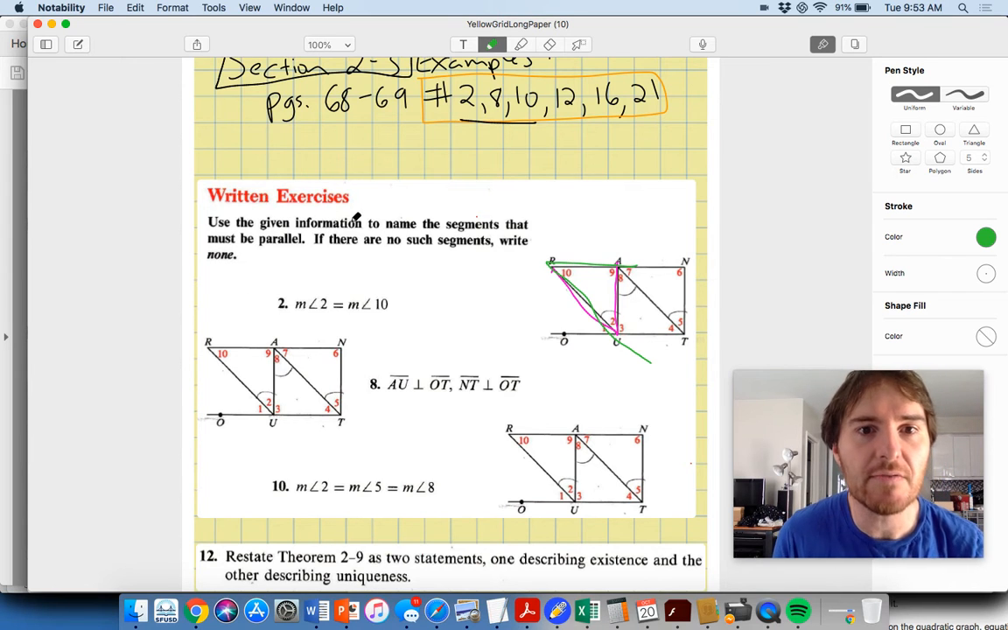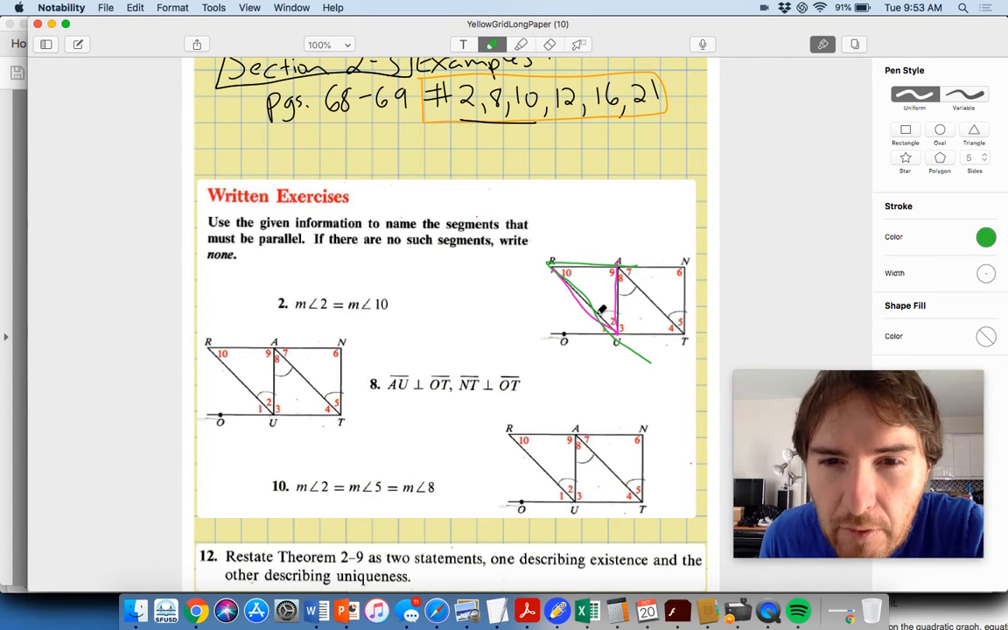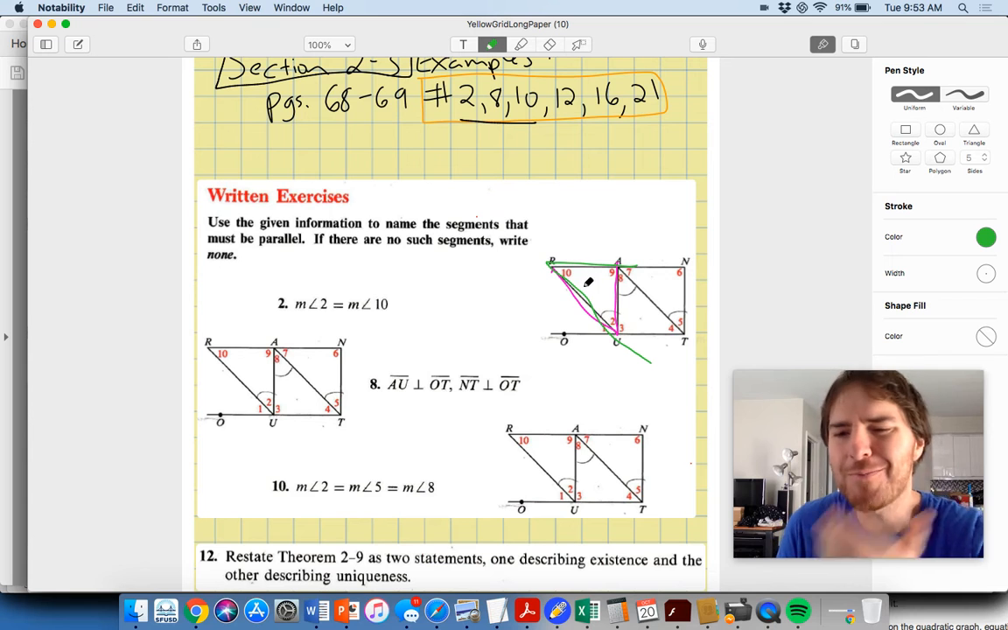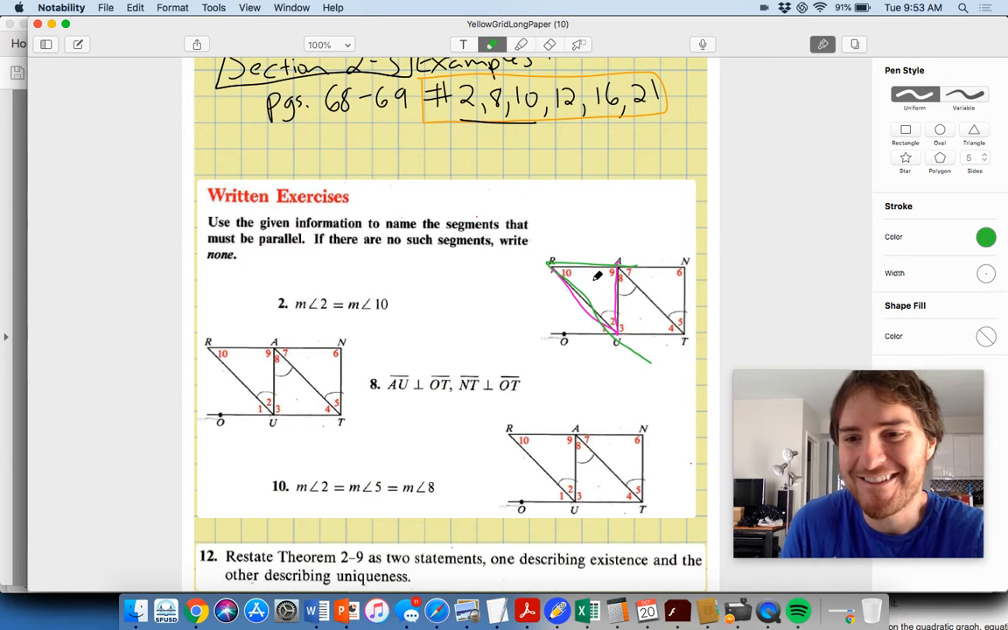So it says, use the given information to name the segments that must be parallel. If there are no such segments, write none. Okay, write none. All right, well, let's check it out here. We're trying to establish parallel lines. We have measure of angle 2 is equal to measure of angle 10. And are any of these lines parallel? Well, we can pretty much see pretty quickly, no, none of these are parallel.